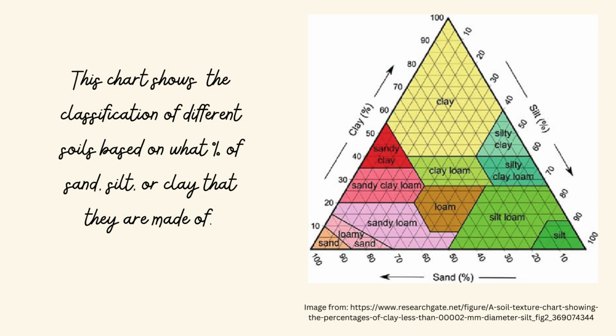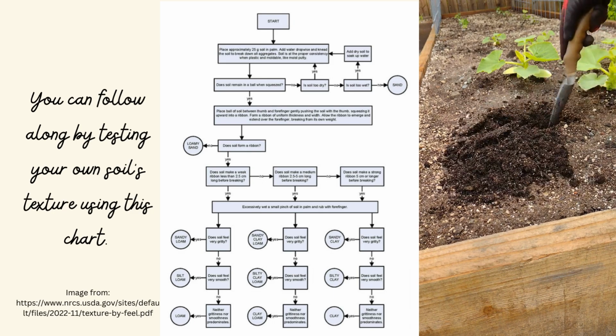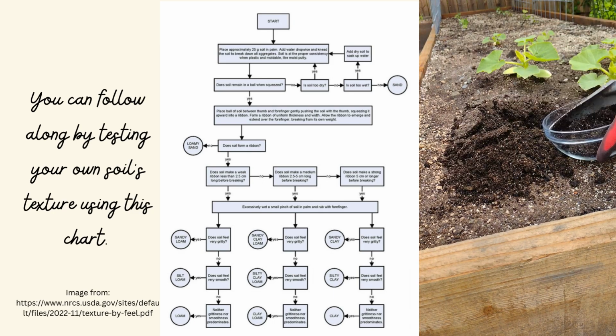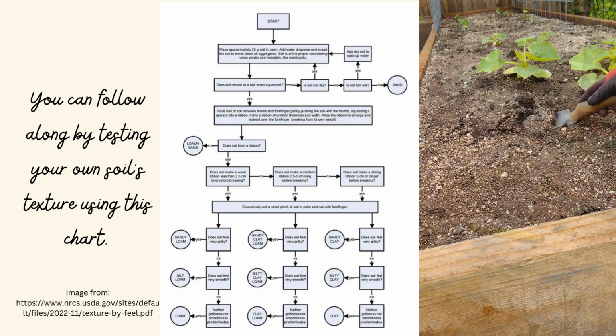This is a chart showing the different classifications of soil based on what percentages of sand, silt, and clay they are made up of. Now we're going to run a simple at-home test so that you too can determine what type of soil you have. Gather a bowl full of soil from a few inches down and hang on to it because we will use this for several different tests.